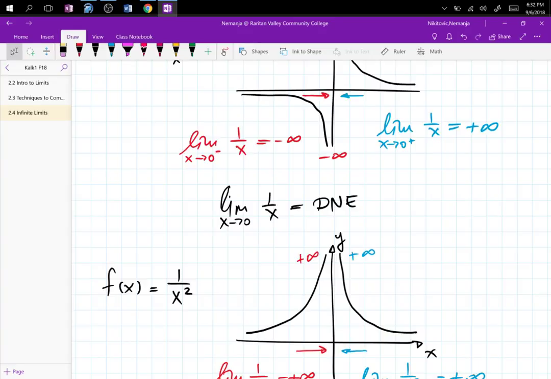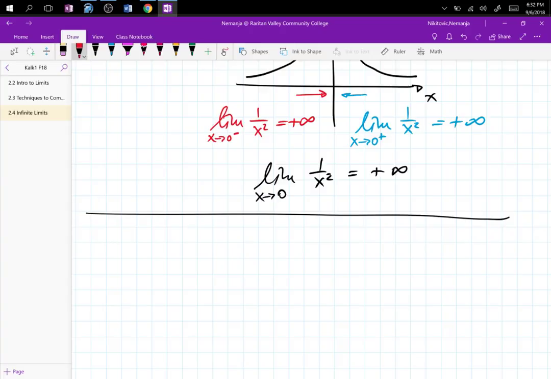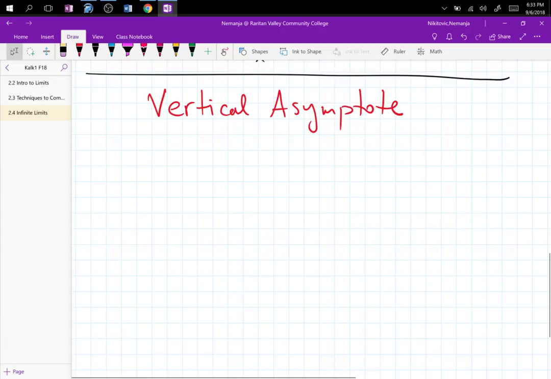Now we do application of this, and that is, let me put it here, a title. Vertical asymptote. You guys learned in pre-calculus that certain functions have a vertical line that function cannot cross, and you call that line vertical asymptote. Now we are going to define that vertical asymptote through a limit and give it its true definition.